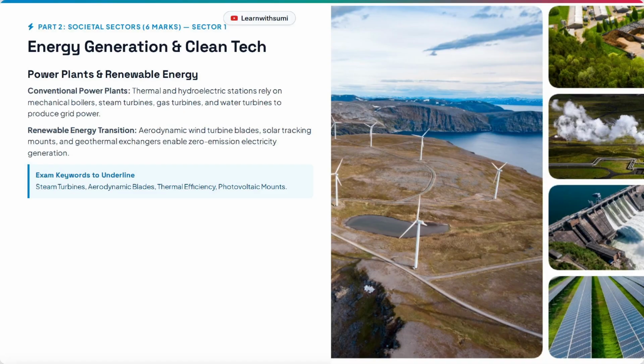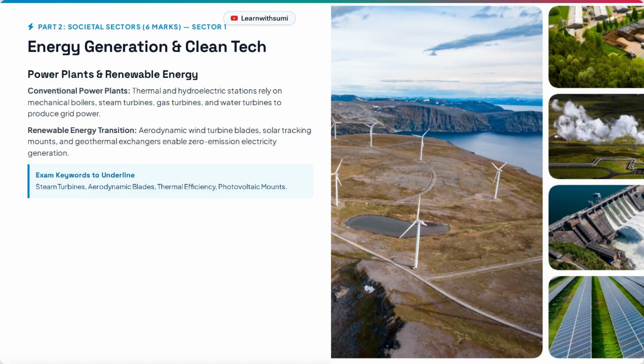Now we have aerodynamic blade design. For wind power, engineers shape the giant blades like airplane wings so they catch even gentle breezes and rotate efficiently. Thermal heat exchangers are devices that transfer heat from hot fluid to cold fluid without mixing them, preventing energy waste.